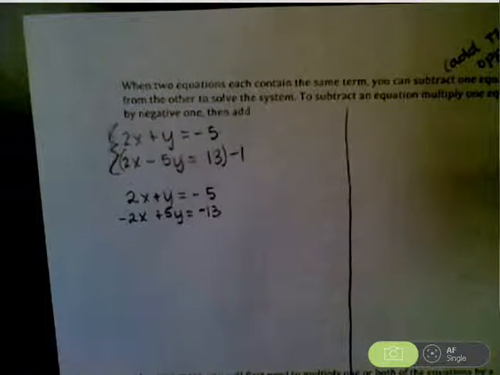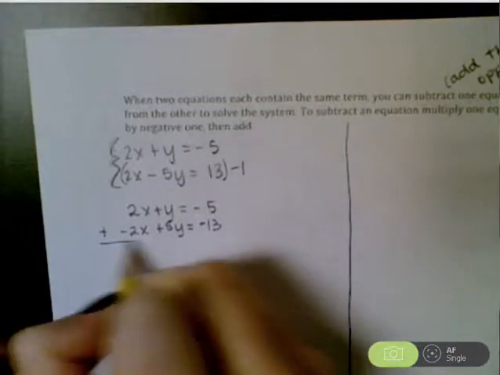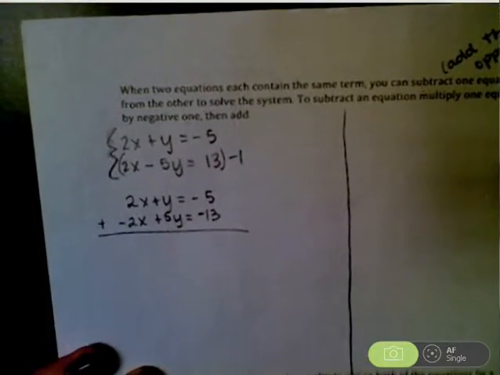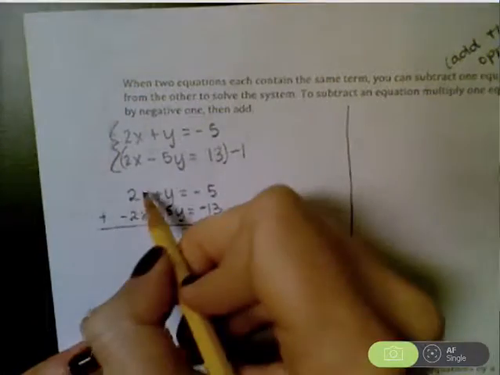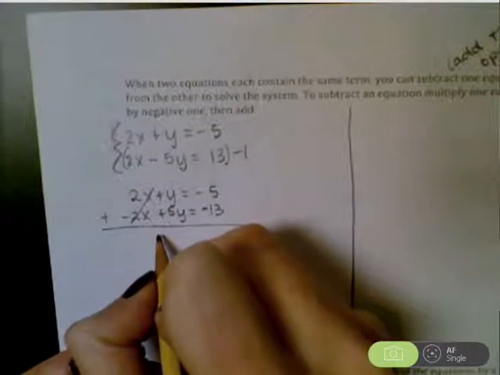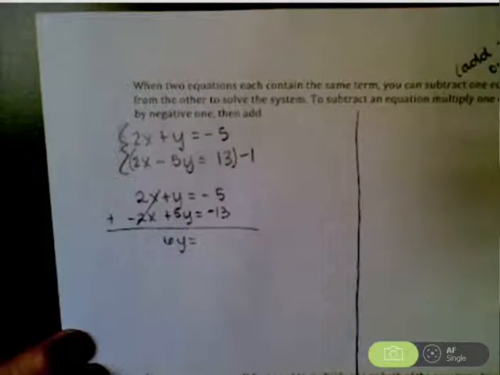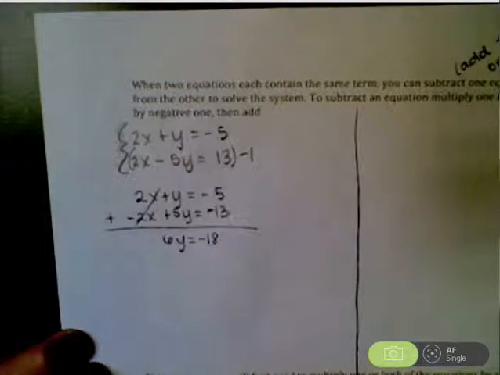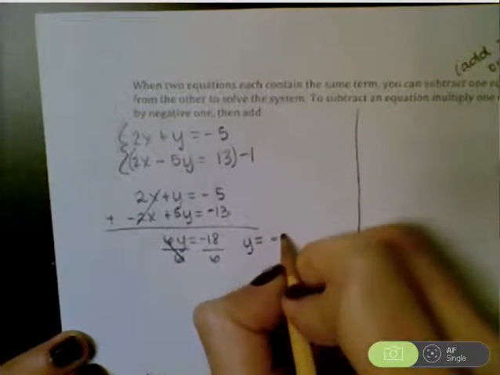Now that I've multiplied by negative 1, I can solve it just like I did the previous 2 examples. So I can add these 2 equations together. So 2x plus negative 2x cancels out. Y plus 5y. Negative 5 plus negative 13. Divide both sides by 6, so y is negative 3.